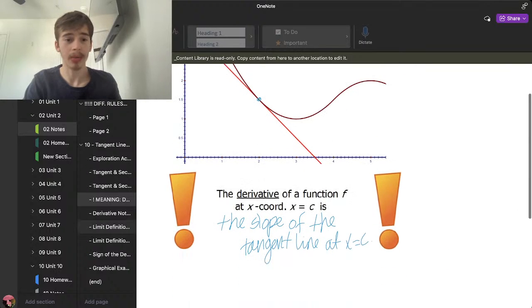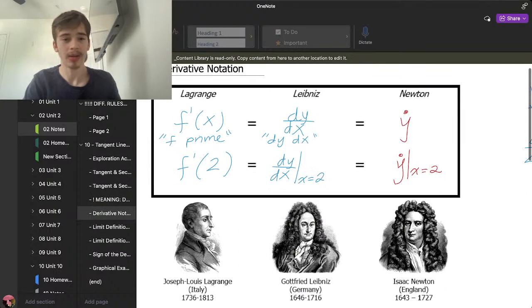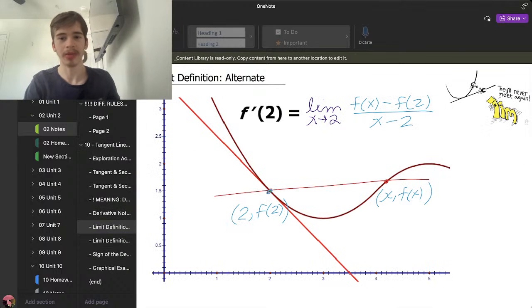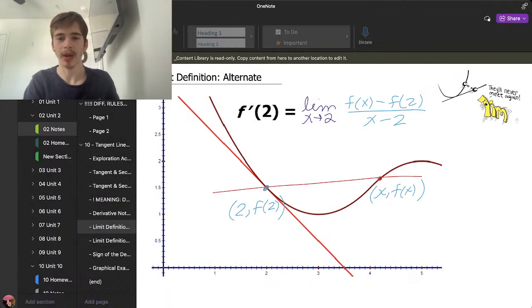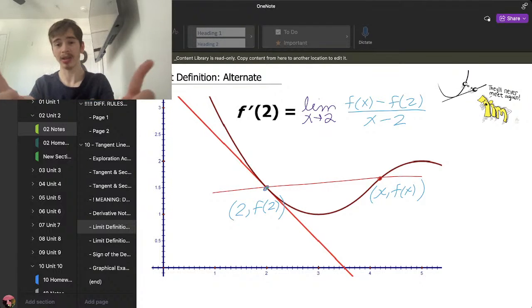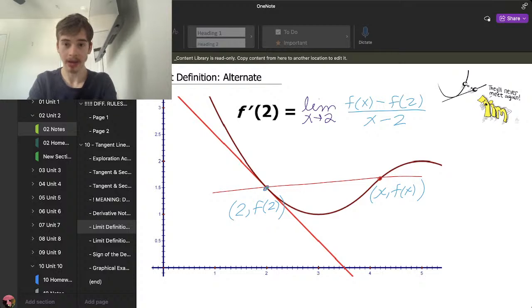Derivative of function, slope of tangent line at that point. Different notations, doesn't matter. Limit definition, okay, this one's kind of important. So the limit as x approaches 2 of f of x minus f of 2 over x minus 2. So obviously this is going to be 0 over 0, but this is the limit definition of a derivative, and it kind of makes sense. You're decreasing the x distance between the 2 points of a secant and the y distance to the point where you're actually making the tangent line. So that's another way of thinking of it.